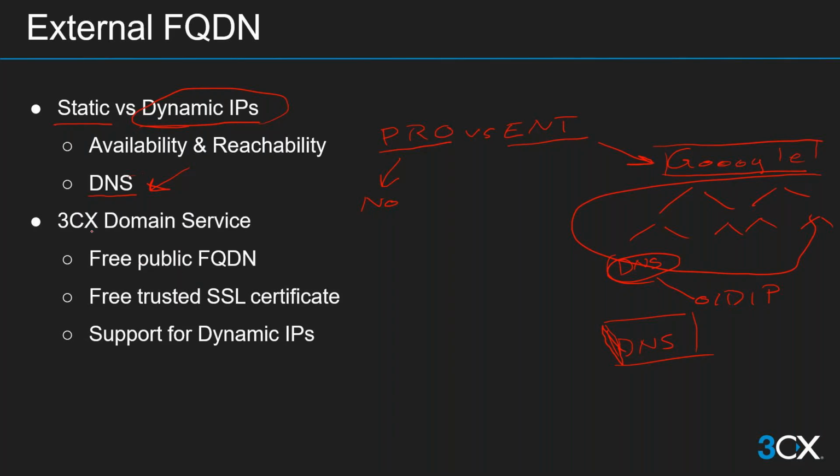If you use a 3CX domain service, you get a free public FQDN, you get a free trusted SSL certificate, and as I just said before, you get support for dynamic IPs. However, it then comes down to what solution or what DNS servers are there in the back.